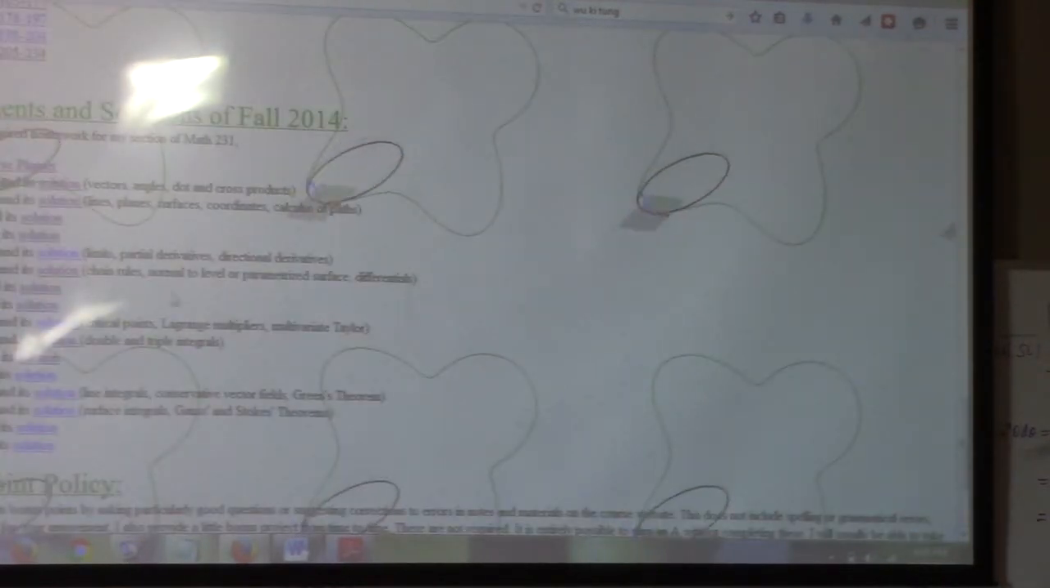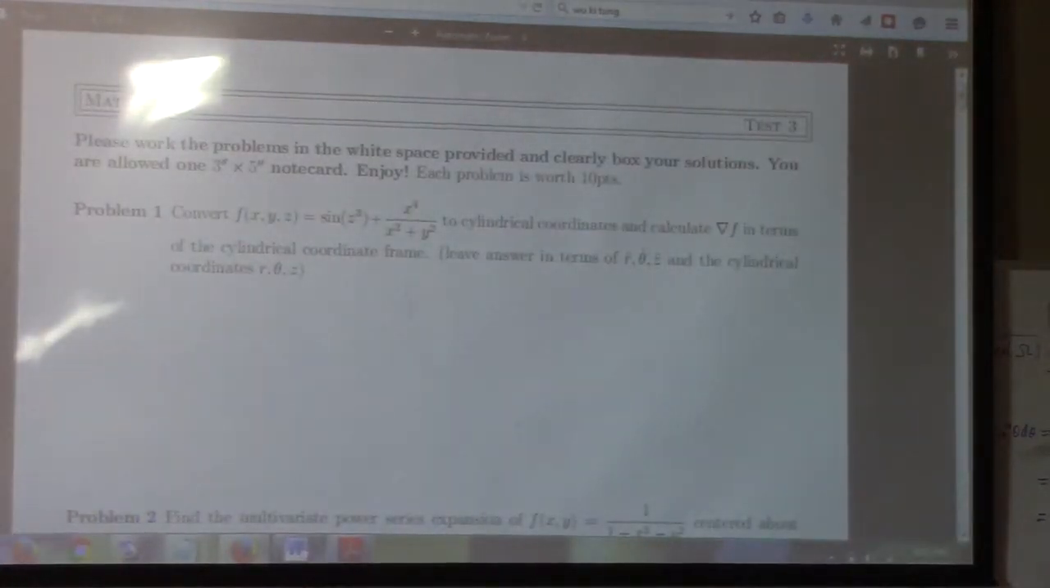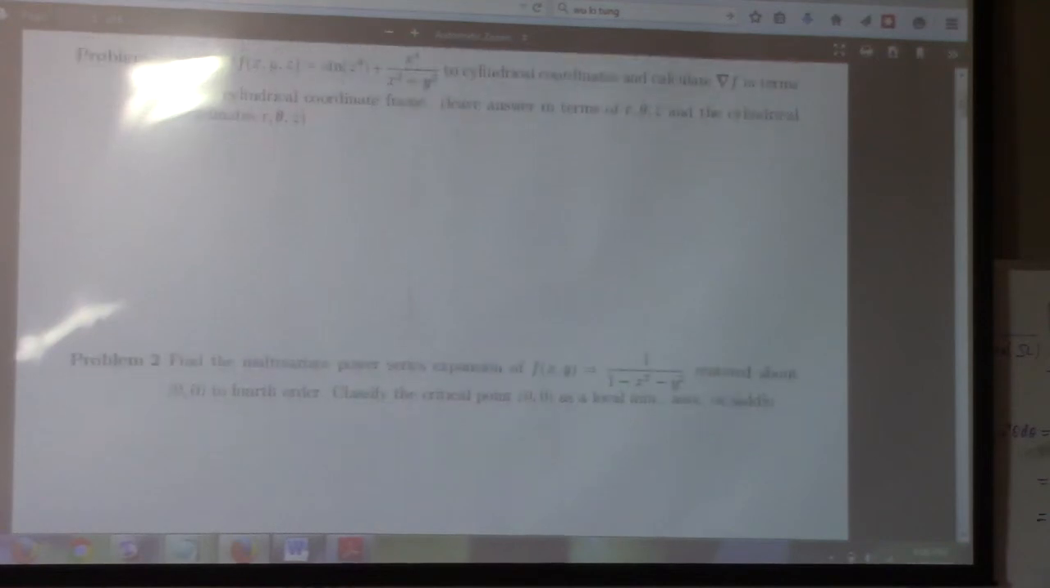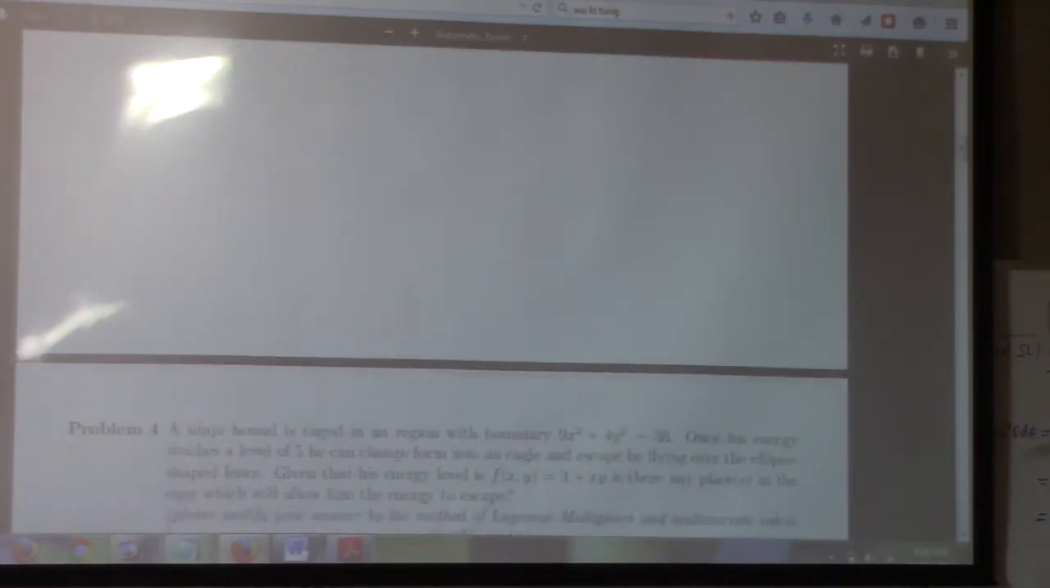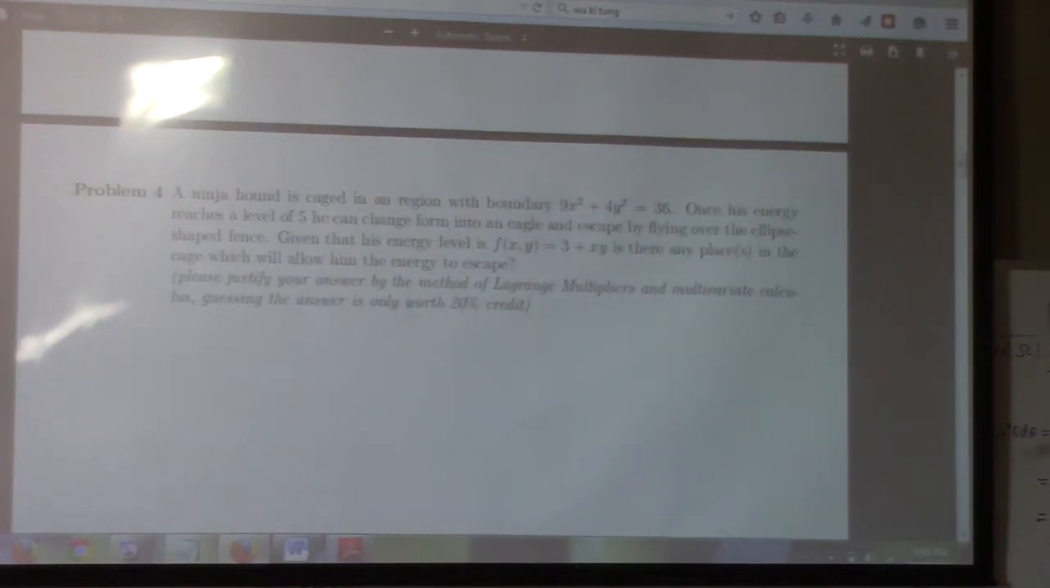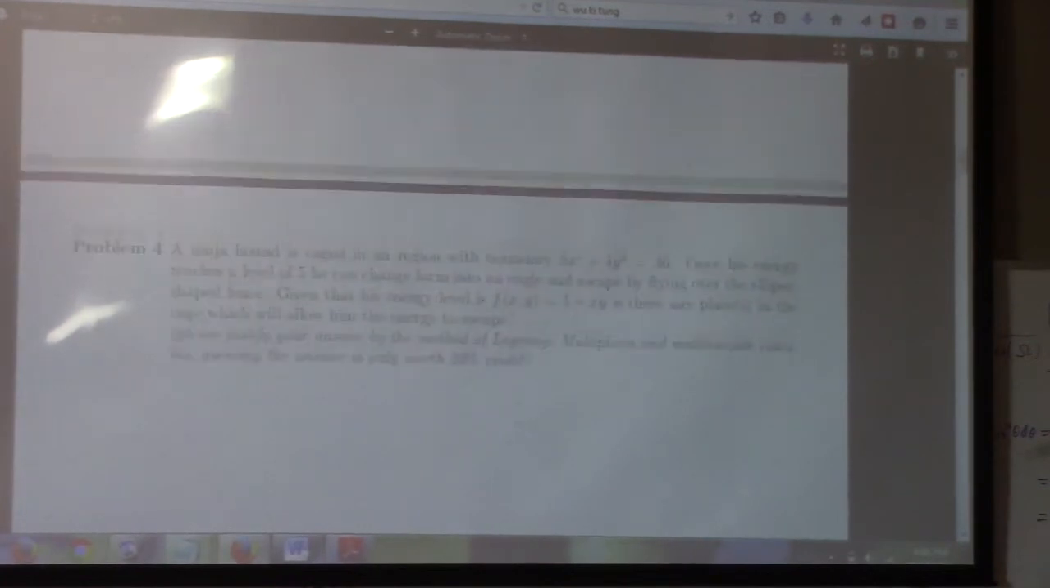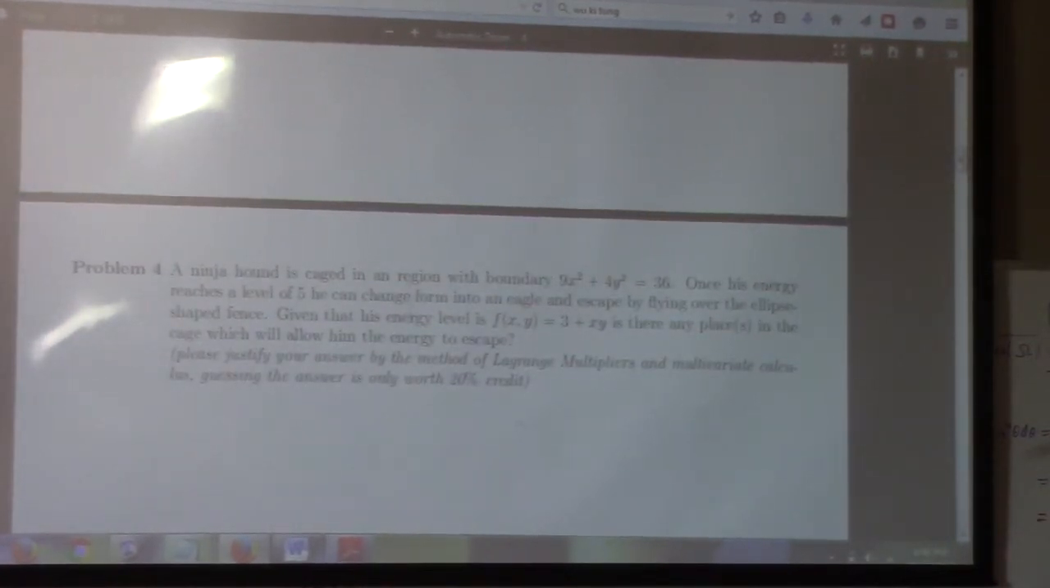That was quiz 3. Test 3. Again, I don't see problem 1 happening on your test 3 because we already did that last test. But looking at it, I think the rest of them... Ooh, a ninja. And an eagle. And a fence. Ooh, interesting. Ooh, forced calculus, because you could do an argument by symmetry.